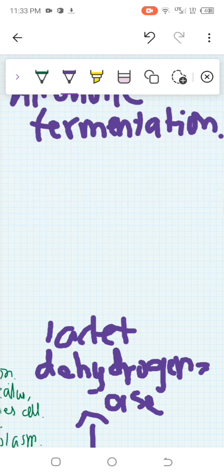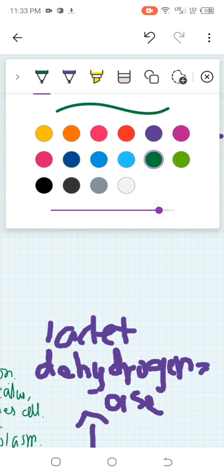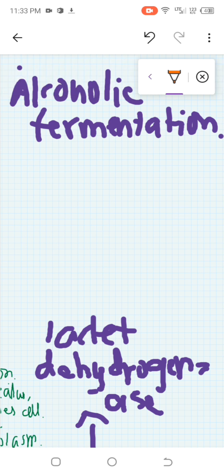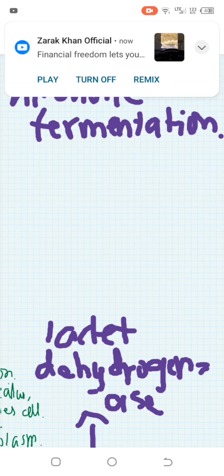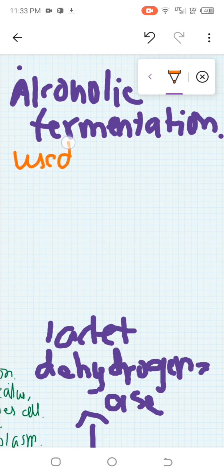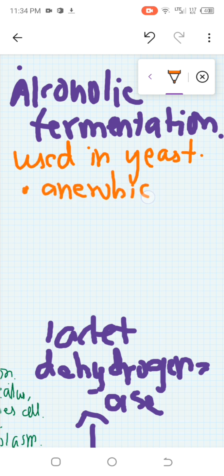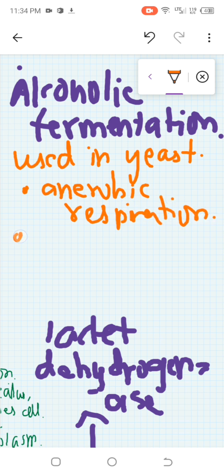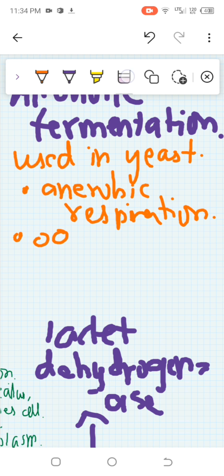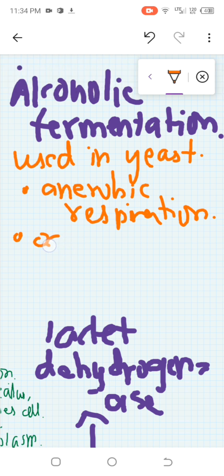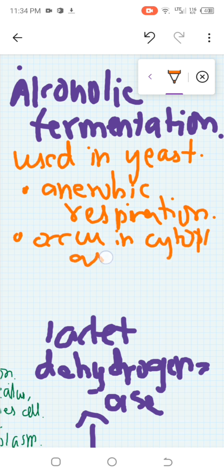In alcoholic fermentation, what will happen? Alcoholic fermentation is used in yeast, and this is also an anaerobic respiration. It occurs in the cytoplasm. So what happens here? Let me tell you.